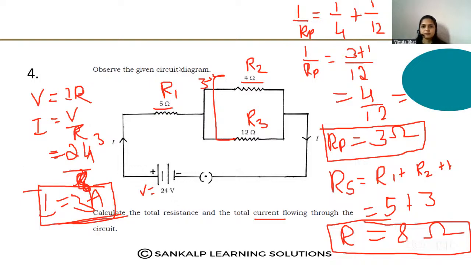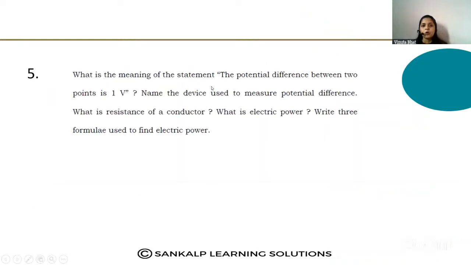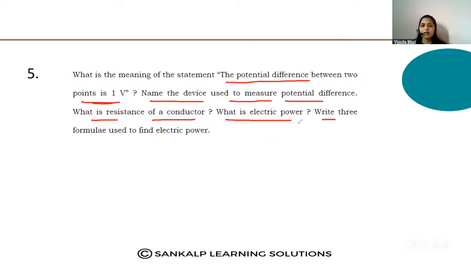Next question. What is the meaning of the statement: the potential difference between two points is 1 volt? Name the device used to measure the potential difference. What is the resistance of a conductor and what is electrical power? Write the three formulae used to find the electrical power. Let us see the first answer.